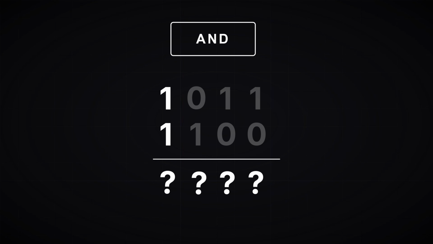Let's take AND as an example. Give it two binary numbers, 1011 and 1100. The operation AND compares them bit by bit. First position, 1 and 1, both are 1, result is 1. Second position, 0 and 1, one is 0, result is 0. Third, 1 and 0, result is 0. Fourth, 1 and 0, result is 0. Final answer, 1000. The rule is simple. Both bits have to be 1 for the output to be 1. If either one is 0, the result is 0. AND is a logic operation, the kind of operation programs use for comparing values, checking individual bits, or making yes-no decisions.